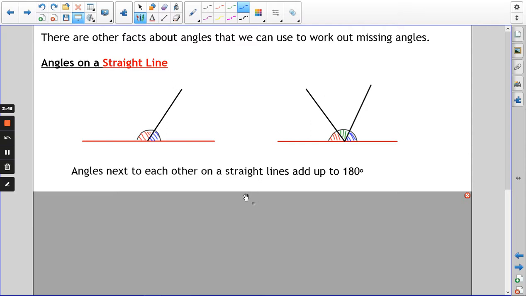Right, so what we'll do, if you get them drawn in your book, is we'll do these 2 as examples, and then you can have a go at a couple on your own.